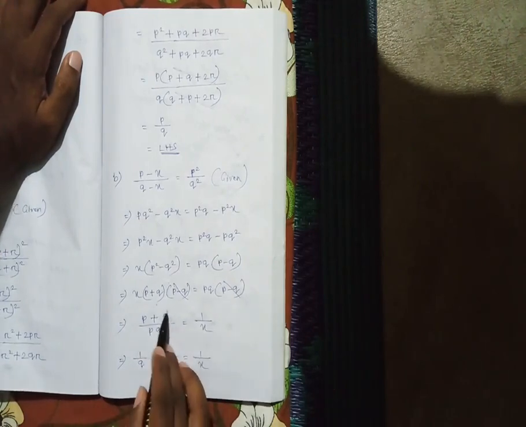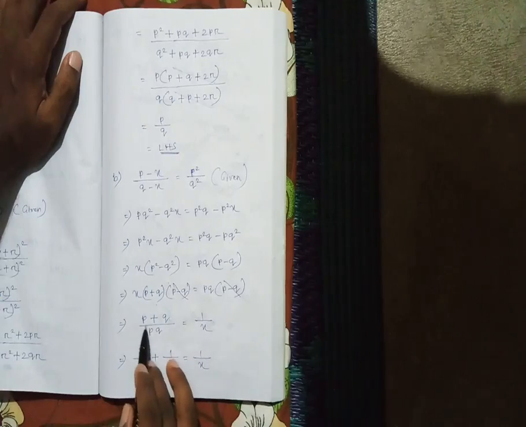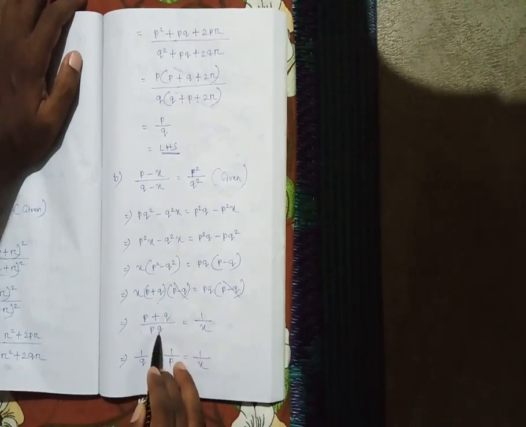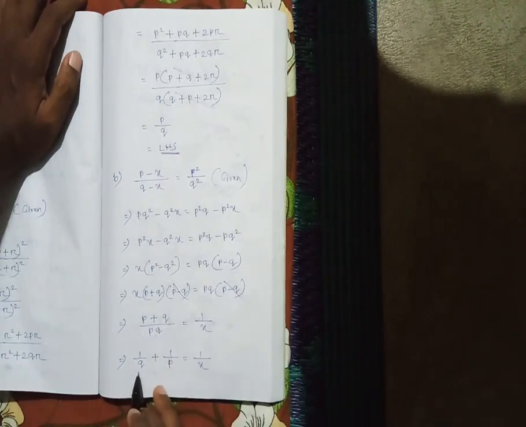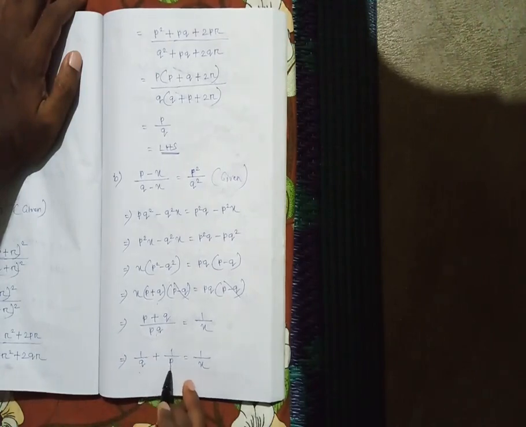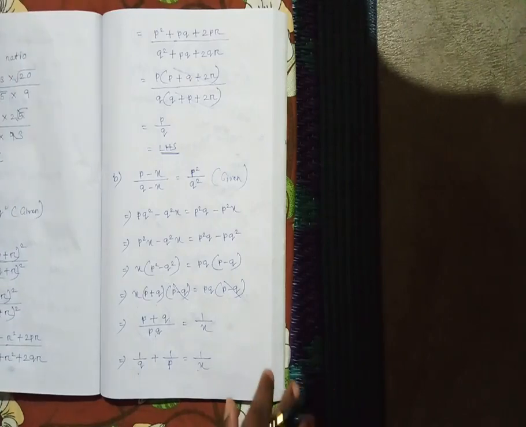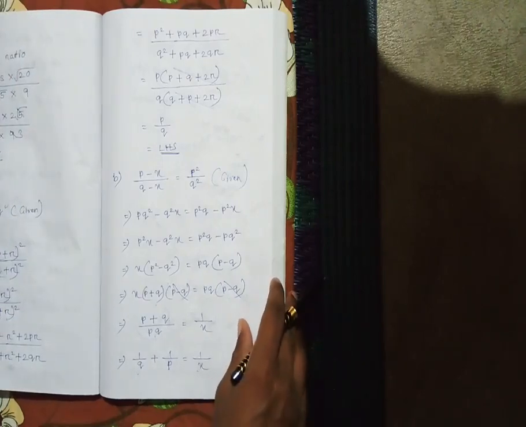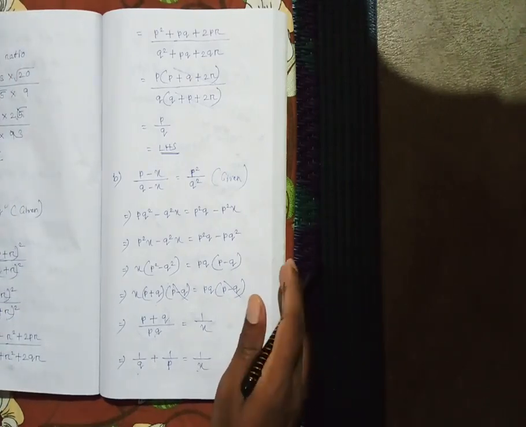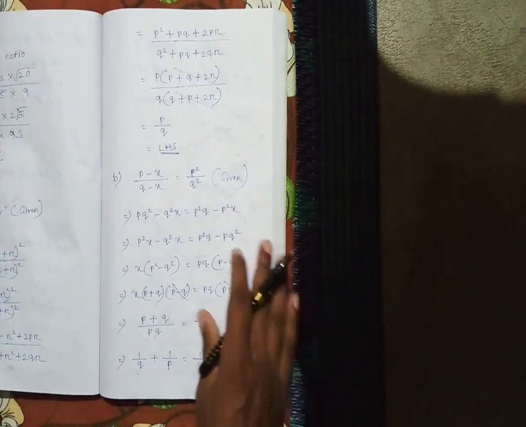Then on separately dividing this, p by pq plus q by pq, that will give us 1 by q plus 1 by p is equal to 1 by x. Hence proved. So this is the end of part 1.